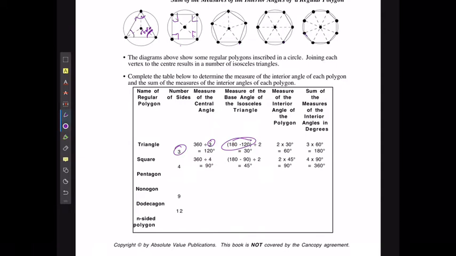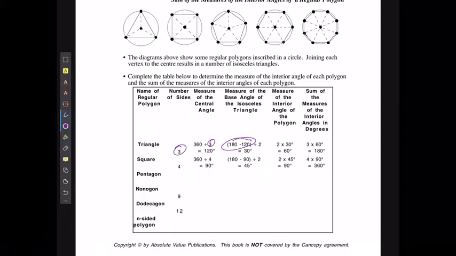They did the same thing with 4. Going all the way right around the circle is going to be 360. Split it into 4 sections, 1, 2, 3, 4. And I know that each one of those angles is going to be 90, which means that this isosceles is going to be 45 and 45, or the interior angle is going to be 90, and when I add up all 4 sides, or all 4 angles, it's going to give me 360.